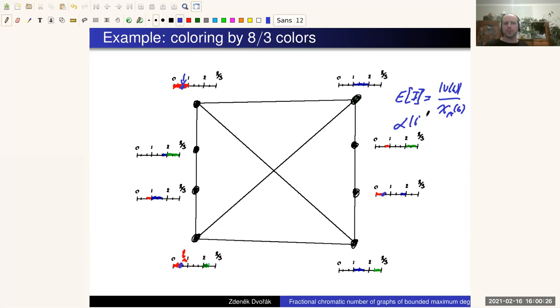And conversely, this tells us that the fractional chromatic number must be at least the number of vertices of G divided by the size of the largest independent set. And if you check, this graph here has 8 vertices and the largest independent set has size 3. So I cannot really do any better here than 8/3 colors. So this is just an example. We should now understand how fractional coloring works.